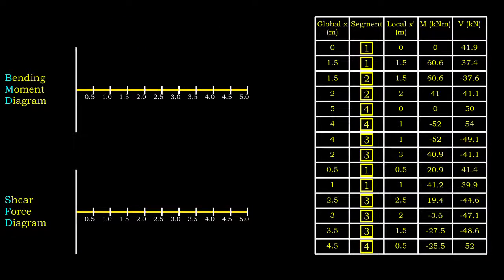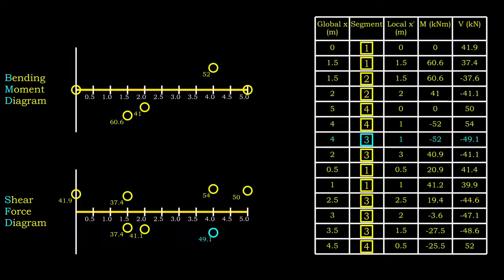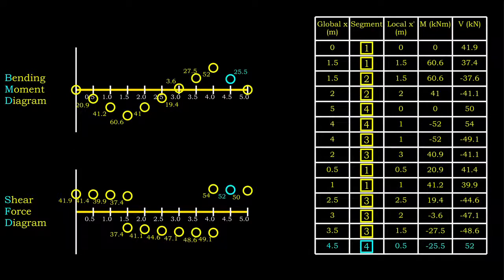Let's plot these points on respective diagrams. Despite the sign convention, we will plot sagging moment below horizontal axis. Rest assured that there is nothing wrong if you wish to plot it above the horizontal axis. We are doing this for the sake of getting a rough idea on the beam deflection based on the diagram. Then, by joining these points, we have produced shear force and bending moment diagrams for this beam.